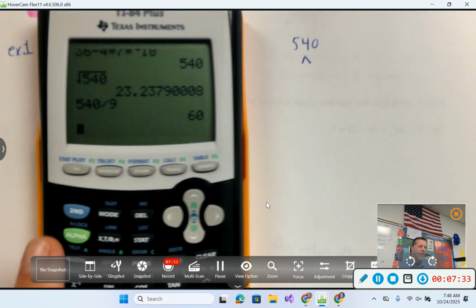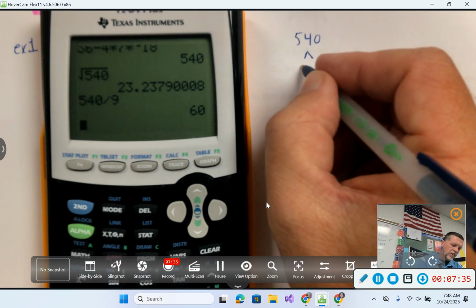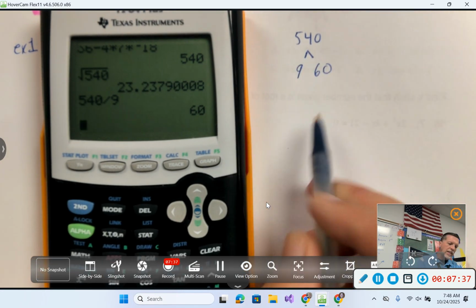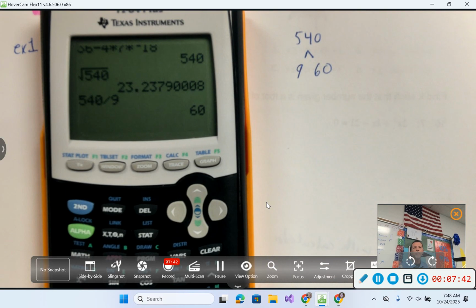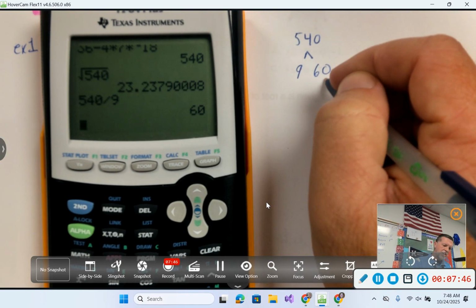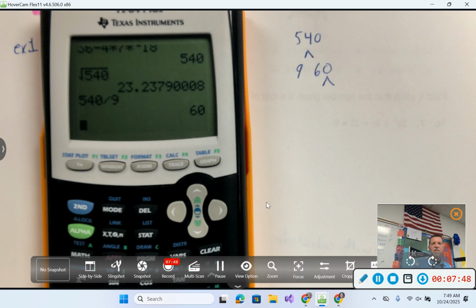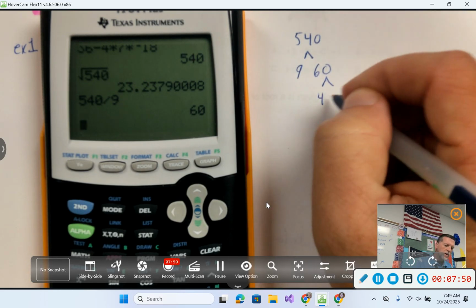So I heard 9 first. I'm going to do 9 first. And that would get me a square root, right? I could take the square root of 9. But what about 60? Does 60 have a perfect square in there? 15 and 4.